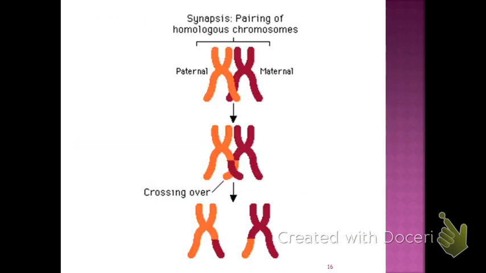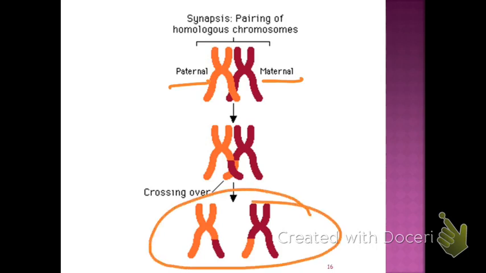Right, here's another picture of this process. You can see here crossing over happening between these two homologous chromosomes, our paternal and maternal. Crossing over happens, and the result is now we have swapped pieces of the chromatids, so now each chromosome has a different combination than what it started with.